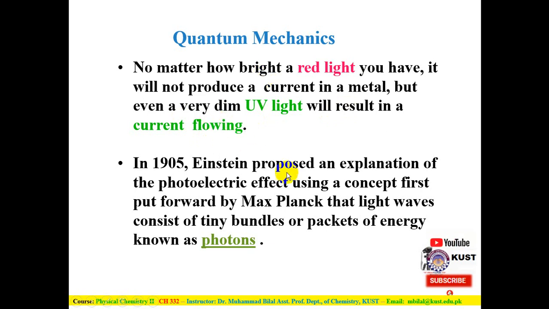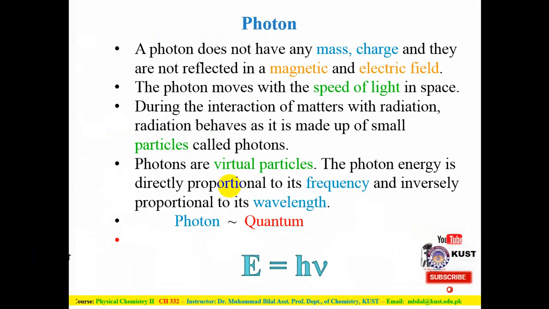Using Max Planck's idea that electromagnetic radiation consists of tiny bundles or packets of energy, this tiny particle or packet was given the name photon, and he said that when this photon is incident, it results in the ejection of an electron. So what is the photon? First we discuss this, and then come to the photoelectric effect.